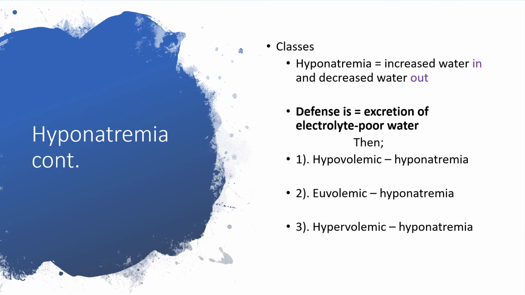Then we can have these three classes: hypovolemic hyponatremia, low level of sodium and low level of volume, right? Or normal volume, euvolemic but low level of sodium, hyponatremia. Or high volume and low sodium, hypervolemic hyponatremia. We'll go into details of each of these later on.